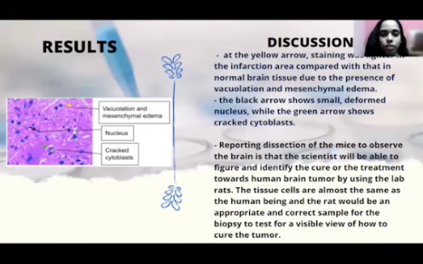As you can see from the results, this is the microscope slide labeling. For the discussion, as you can see at the yellow arrow, staining was lighter in the infection area compared with that in normal brain tissue due to the presence of vacuolation and mesenchymal edema. The black arrow shows a small deformed nucleus while the green arrow shows cracked cytoplasm. Reporting the dissection of the mice to observe the brain means that scientists will be able to identify the cure or treatment for human brain tumor by using lab rats.